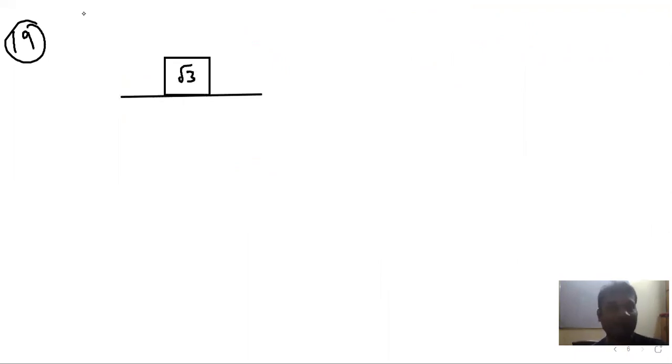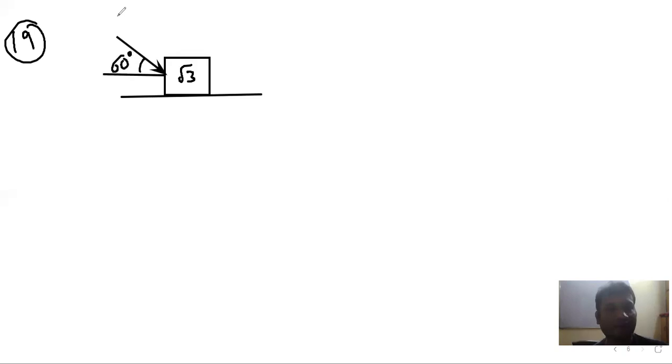Now, let us move on to question number 19. In question number 19, we have a block which is placed on ground, and in this case, the mass of the block is given to us as root 3 kg. Now, we are applying a force as shown in the diagram. It is at some angle with the horizontal. So suppose this is the horizontal. So this angle here is 60 degree.